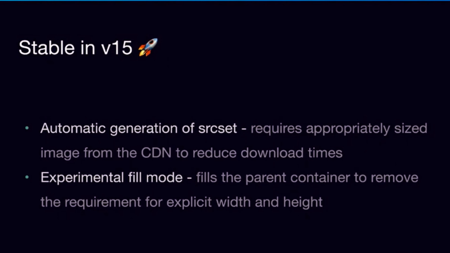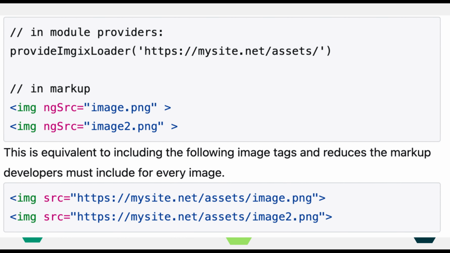In Angular 15, it also includes some new features for the image directive. One of them is automatic srcset generation. This directive ensures that an appropriately sized image is requested by generating the srcset attribute for you. This can reduce download times for your images.